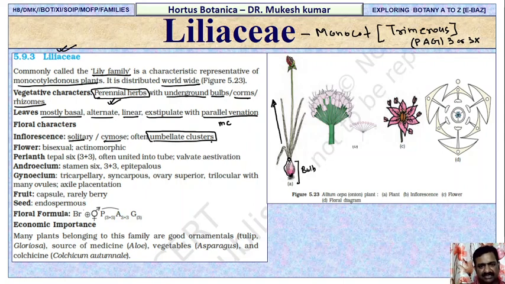Cluster means what? Cluster means in a group. They are found in a group. And umbel means to say, see, this is your umbel character. This whole character is umbel. Umbel means this is your type of racemose, not cymose. Okay, this is a type of racemose inflorescence.